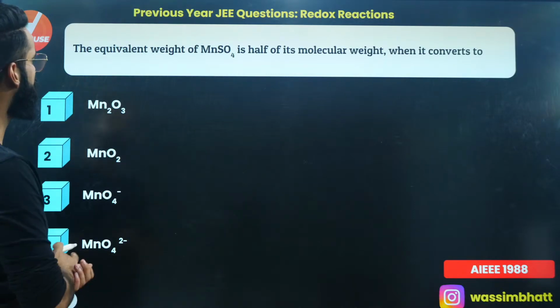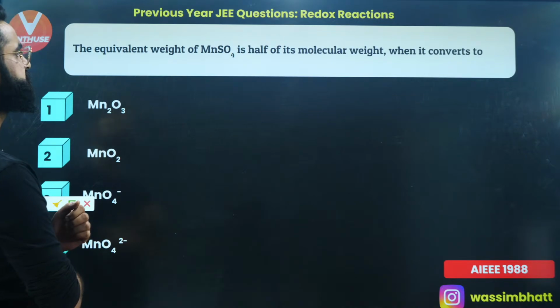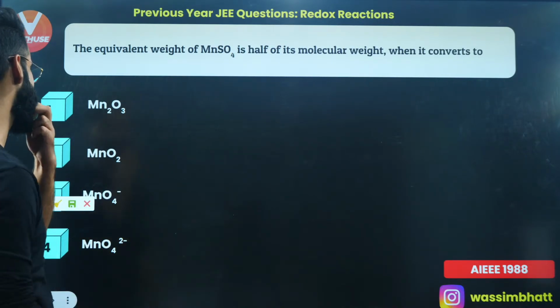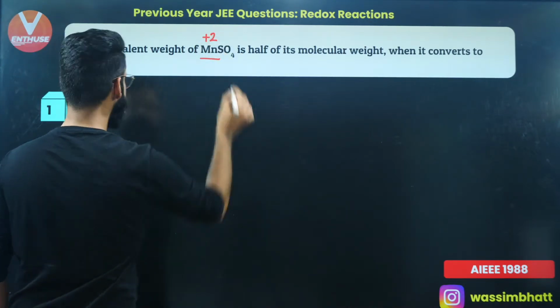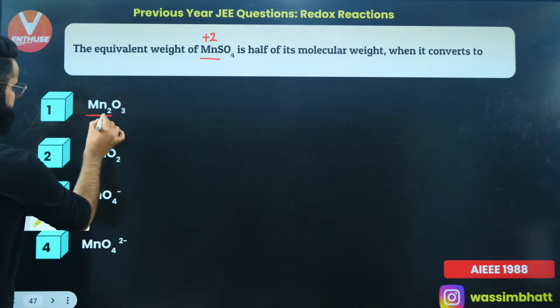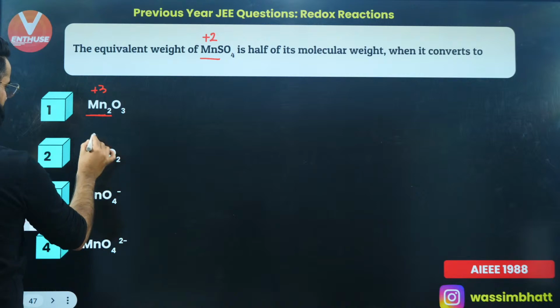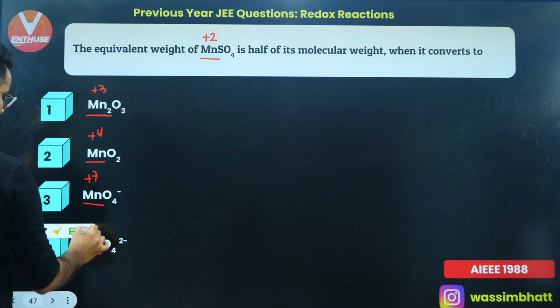The equivalent mass of MnSO4 is half of its molecular weight when it converts into... All right. See guys, the oxidation state of manganese over here is +2, right? Oxidation state of Mn over here is 2x minus 6, so it is +3. Oxidation state over here is +4. Oxidation state over here is +7. Oxidation state over here is +6, right?